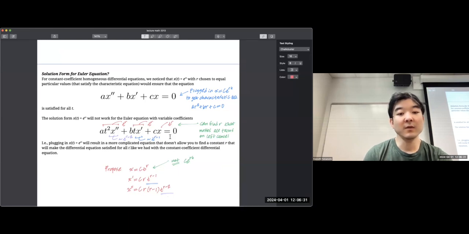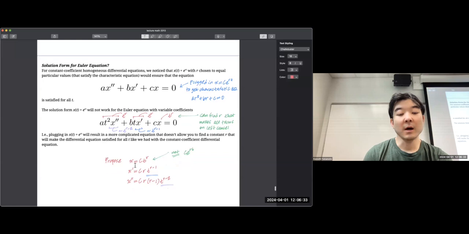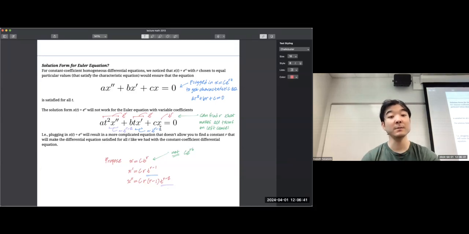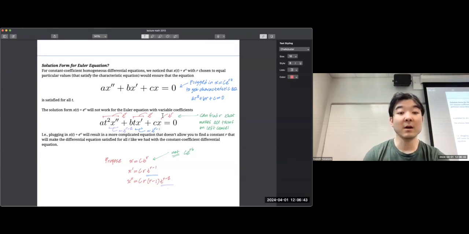When it's of this form, the solution form that will make every term on the left-hand side the same kind of term, all t raised to the r, is if you plug in something like c t to the r, which is not the same as c e to the rt. The green one right here is when you had constant coefficients. That was going to get you all the terms to have e to the rt.